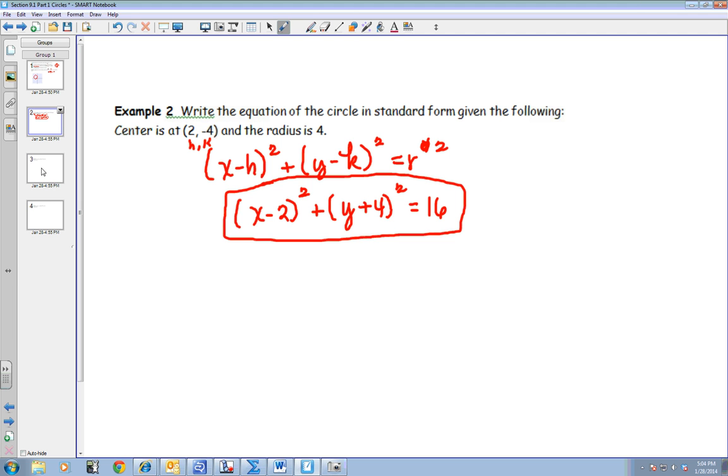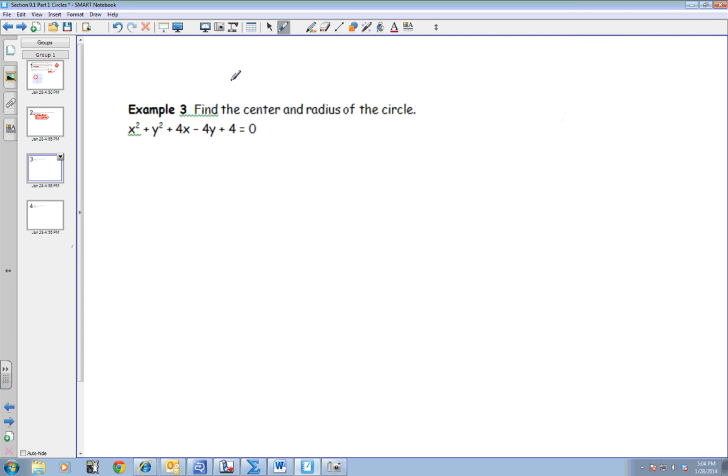Okay, so this time I'm supposed to find the center and radius of the circle, but it's not in my nice, neat little standard form that I'm used to seeing. I want it to look like this.